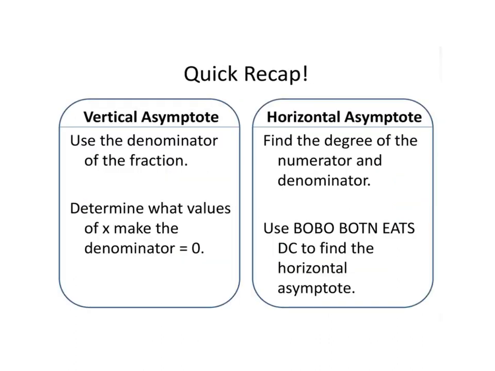Okay, so quick recap. To find the vertical asymptote, you want to use the denominator of the fraction after simplifying. And so you'll determine what values of x make the denominator equal to 0. So that's by setting each factor equal to 0 after simplifying. Then for the horizontal asymptote, you can either simplify or not simplify and use the acronym BOBO, BOTTEN, EATS DC to find the horizontal asymptote.